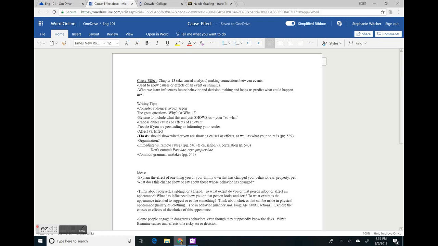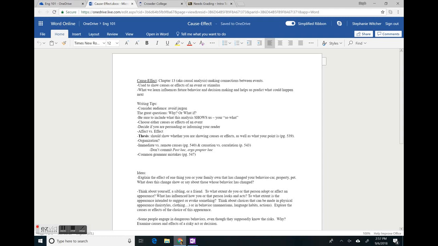Hi guys, I'm going to talk to you today about how to write a cause-effect paper. This comes from chapter 13 in the textbook, and sometimes we also call this paper a causal analysis paper. So if you hear a teacher call it that, just know they're using the fancy term for cause-effect, and that's really what they're asking you to do. Because what it is, it's looking at the causes and analyzing them. So it makes sense to call it either one of those.